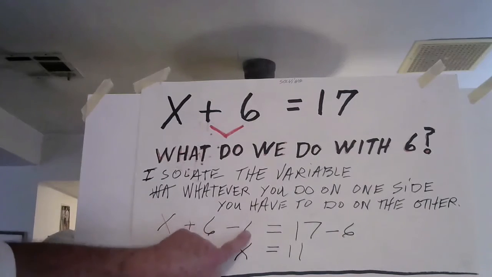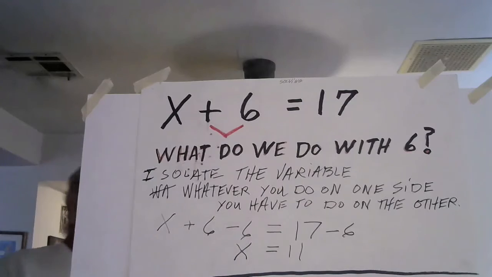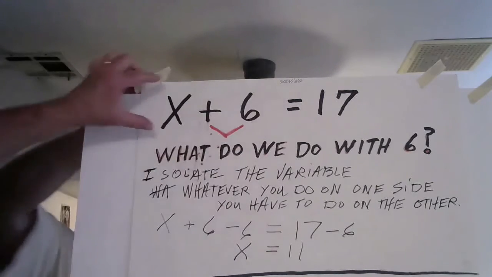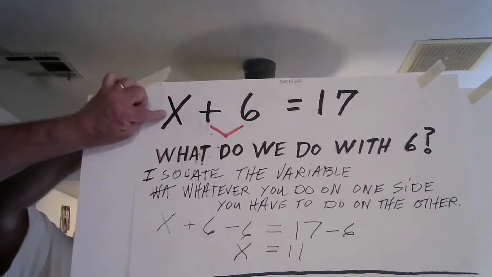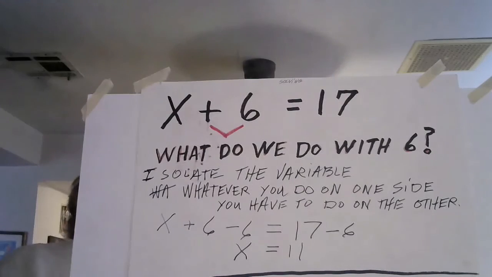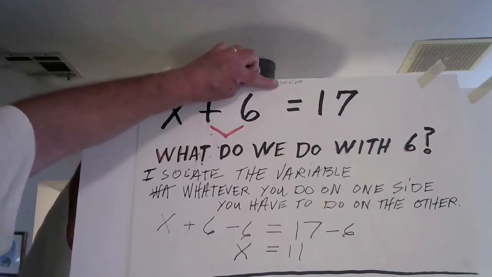So if we went back in and plugged 11 in here, it would be 11 plus 6 equals 17. So that's solving a rudimentary algebra problem. Remember those things and you will do pretty well solving problems. Your goal is to isolate the variable on one side, but whatever you do on one side, you have to do on the other.